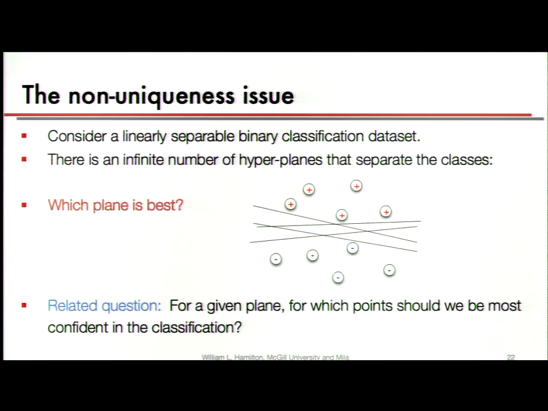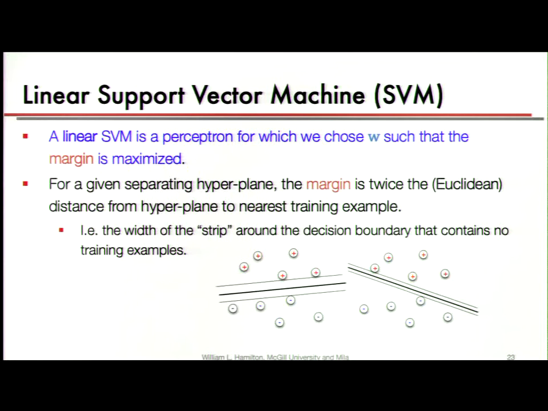Now we're going to move on to what is called the linear support vector machine. It's called SVM. It'll become hopefully more clear why it's called an SVM as we get towards the end. But the key idea in an SVM is it's a perceptron. It's a simple idea. We're trying to learn a linear separating hyperplane. And the SVM is really just an algorithm that deals with this non-uniqueness issue.